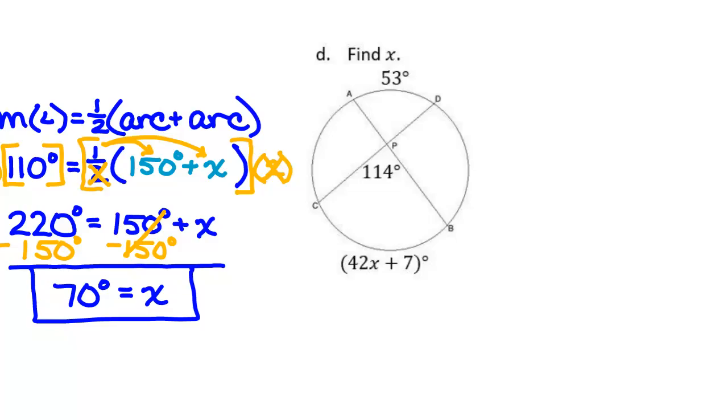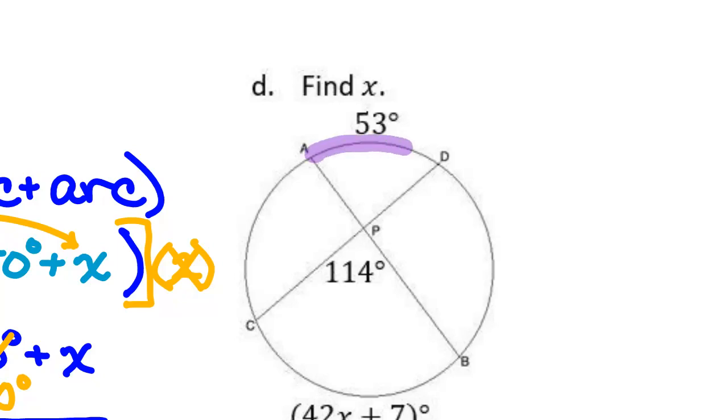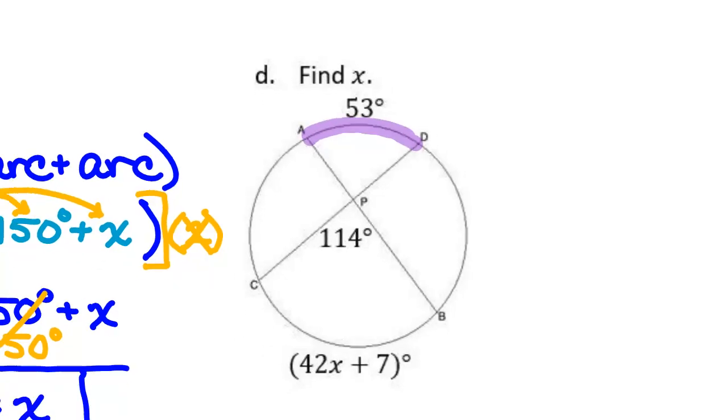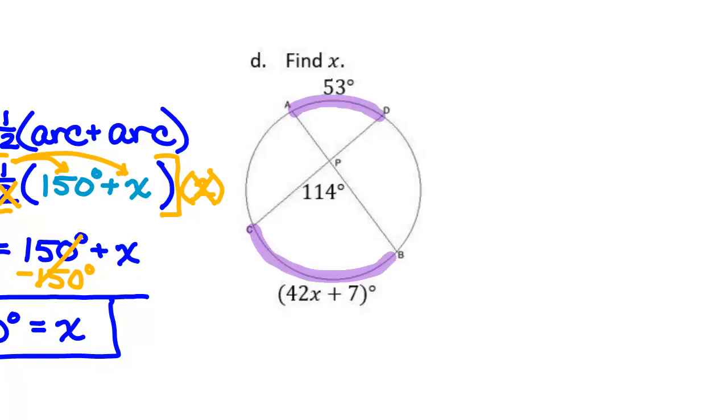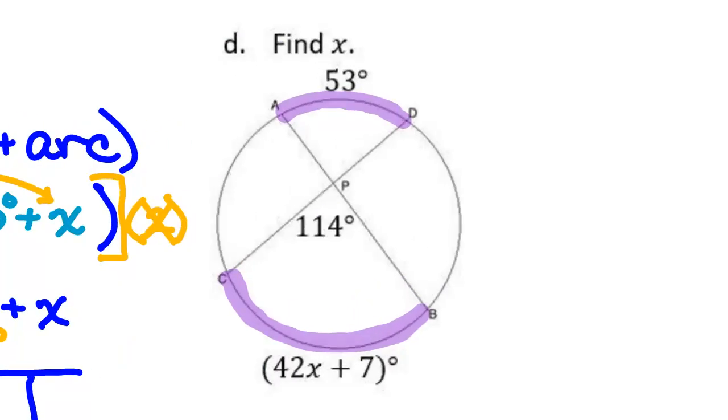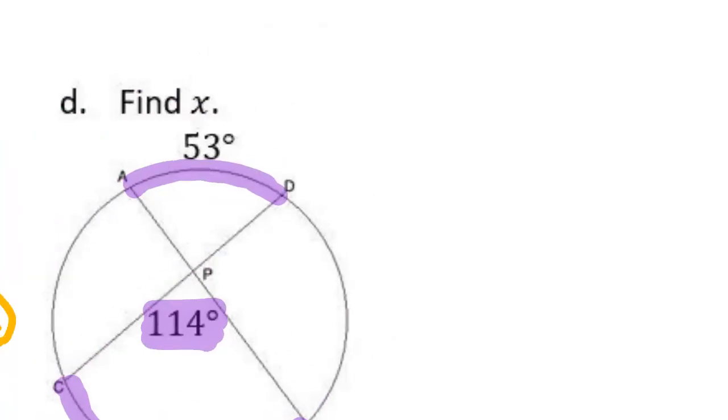All right. Let's look at part D. Central angle, inscribed angle, inside angle, or outside angle? Inside again. So let's go look for those arcs that are being intercepted. 53 degrees is one of the arcs that's being intercepted. And arc CB down here, 42x plus 7, is the other arc that's being intercepted. And here's my angle, 114 degrees.